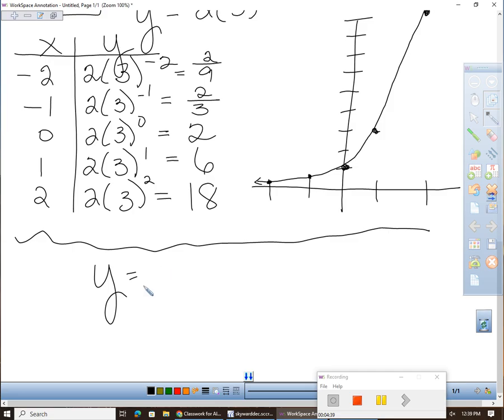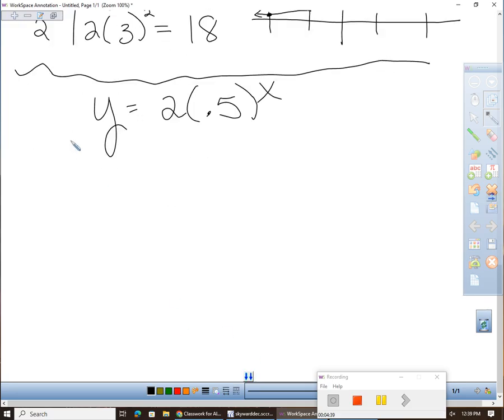Okay. So let's go with 2 times 0.5 to the x this time. So first of all, my b value here is 0.5. So is this going to be growth or decay? It's going to be a decay. It's going to get smaller. So let's see what happens.